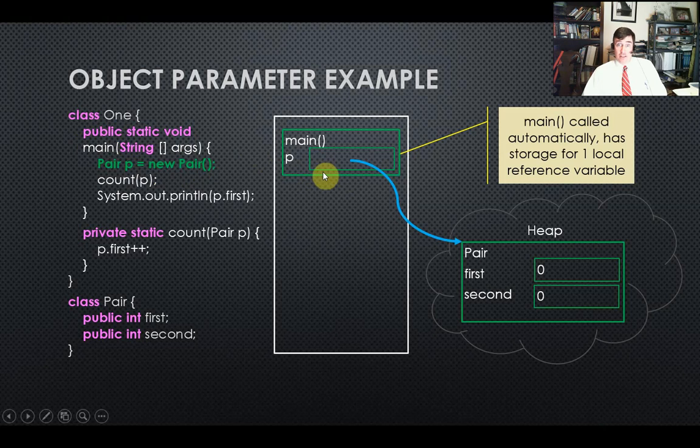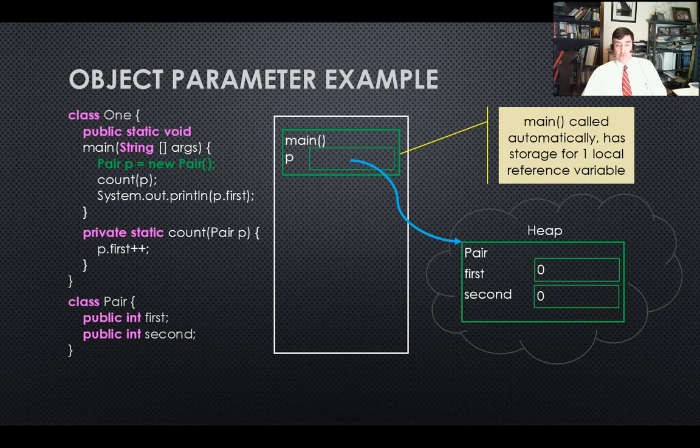So again, we still have args in here. I'm not showing it for simplicity. P is initialized to contain the location of where pair is stored on the heap. Pair has a first and a second. So here's class pair down here. It has first, which is an integer, second, which is an integer. Those are initialized to 0 automatically for us by the compiler. Now we're going to invoke the method count. Count is going to pass p as a parameter to that method.